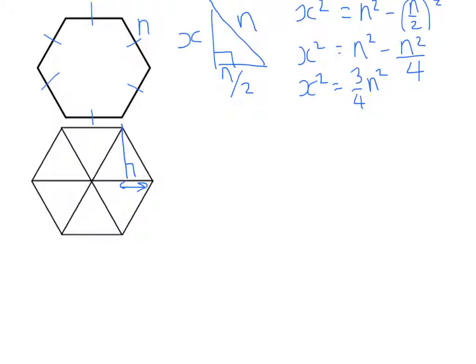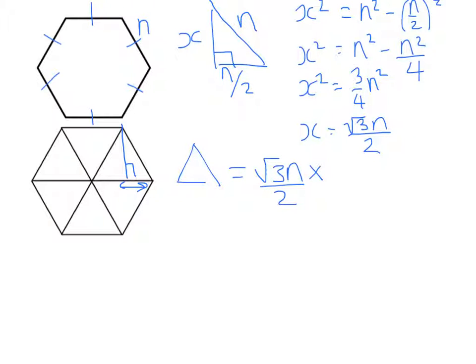So then the square root of that, well, the square root of 3 is root 3. The square root of n squared is n. The square root of 4 is 2. So now I need to work out the area of one of my equilateral triangles and times it by 6. So the area of one triangle will be root 3n over 2 times my base, n, and then times a half. So one triangle is root 3 n squared over 4.